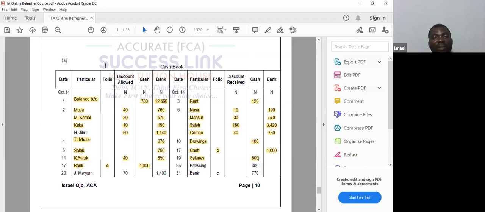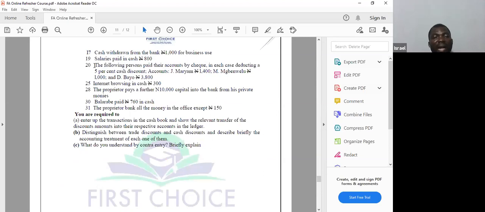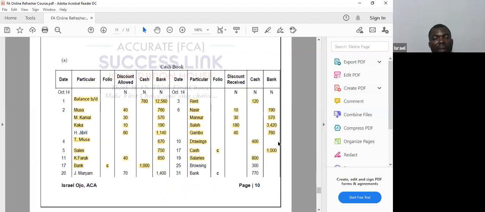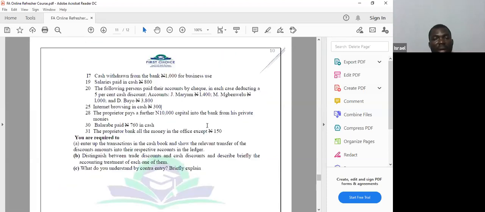The next one we have is the following persons pay their accounts by check, in each case deducting a 5% cash discount. So now this time around, we are expecting 1,400 for Miriam. We are expecting 1,400 for Miriam. So Miriam actually did not pay 1,400, but what are we expecting? We are expecting 1,400.